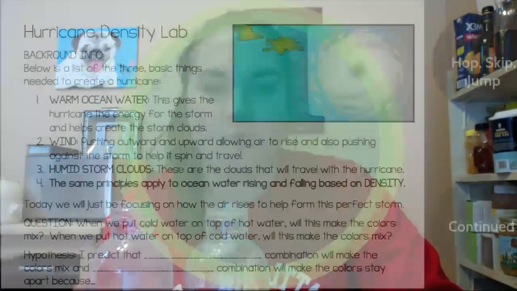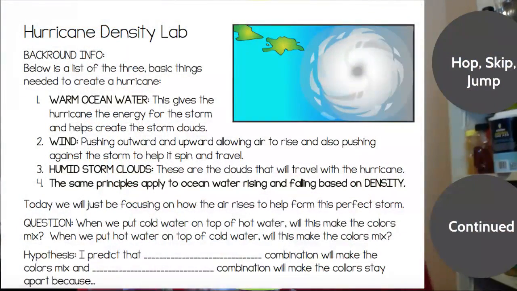With air and water, temperature really matters when affecting its density. I'm going to go a little bit faster because I don't want my water to change temperature. Below is a list of three basic things that we need for a hurricane. We need warm ocean water. This gives the hurricane energy for the storm and helps create storm clouds. We talked about this a little bit in the weather unit.